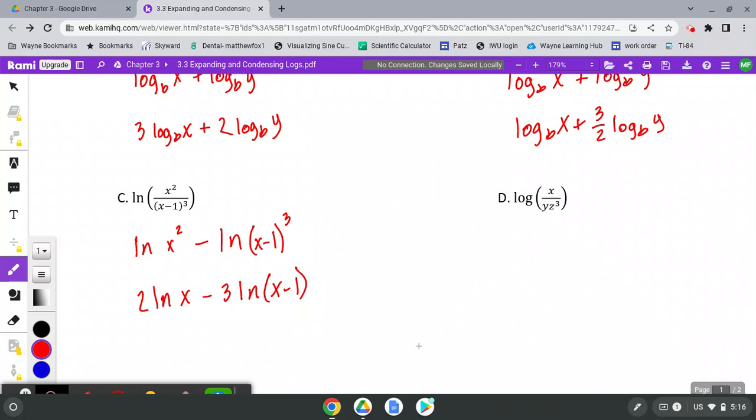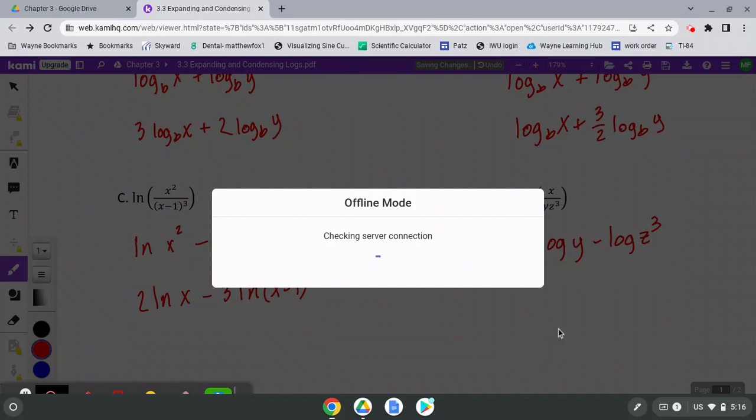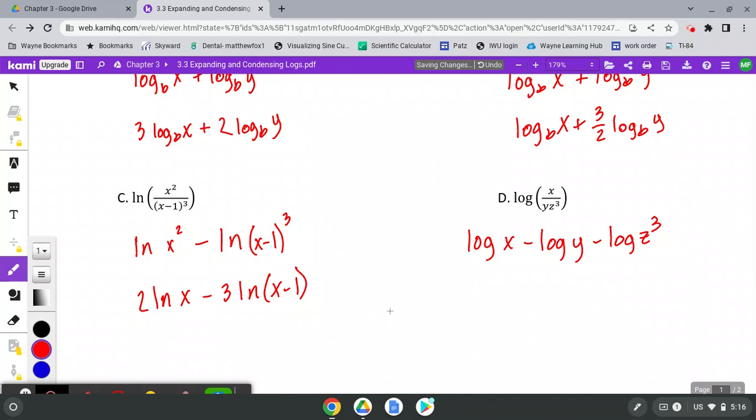And finally, letter D. On letter D here, if we were breaking it apart, we know that log of x is positive because it's on top, minus log of y minus log of z to the third. Both of those are minus because they're both technically dividing. All right, so now we're almost done, except remember this is z to the third, so I would need to write it as log of x minus log of y minus 3 log of z.